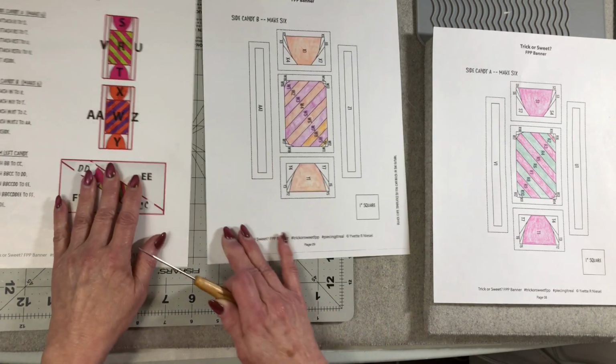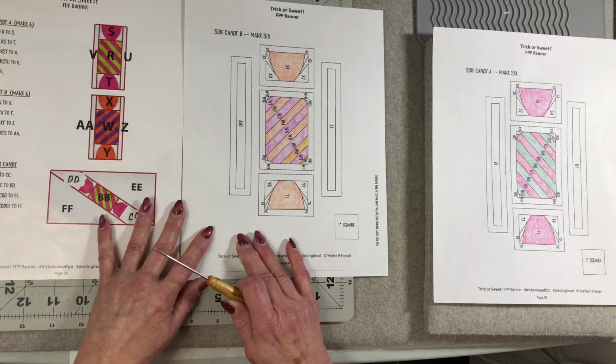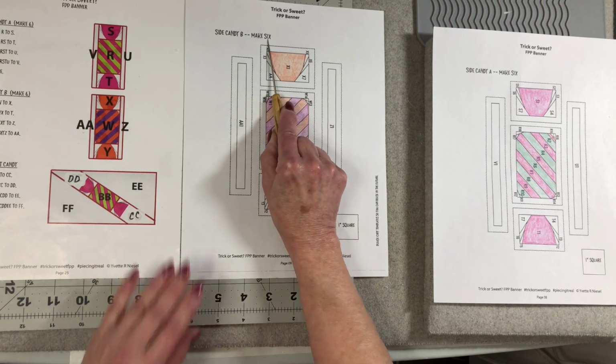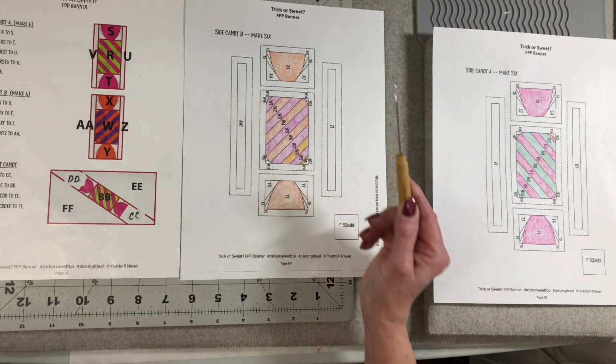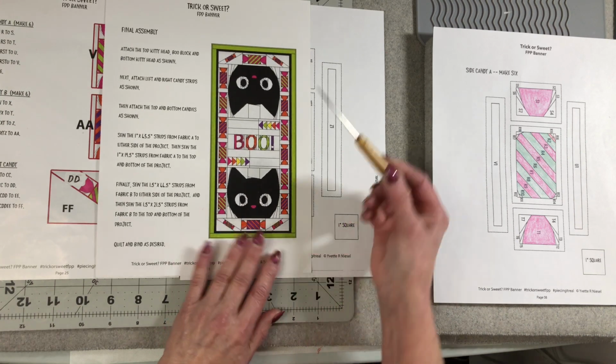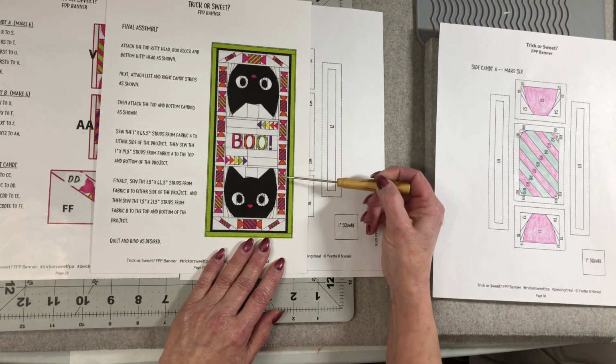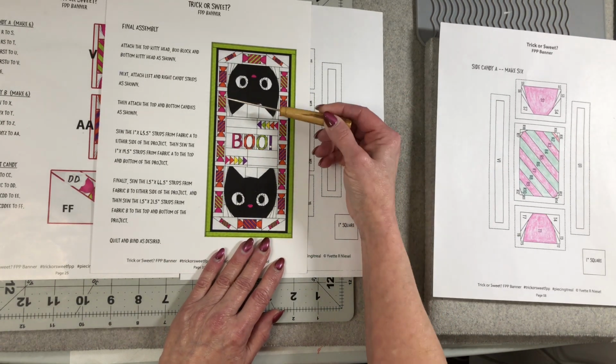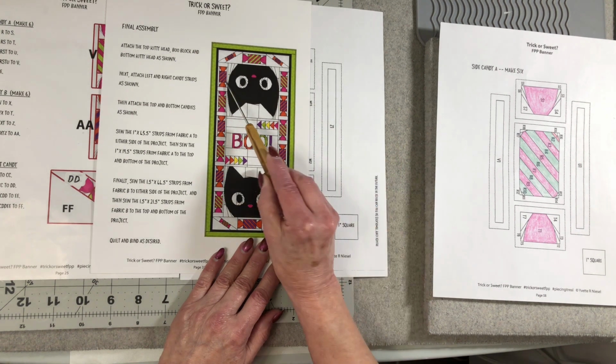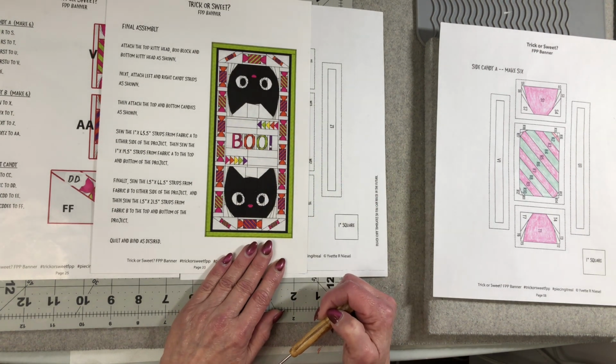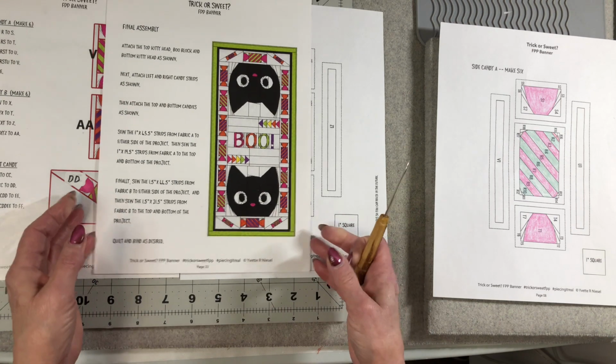Everything else will be cut from white fabric, and we're going to be making 6 of these. We'll have 3 on this side and 3 on this side, and they'll be alternating. So let's get right into that.